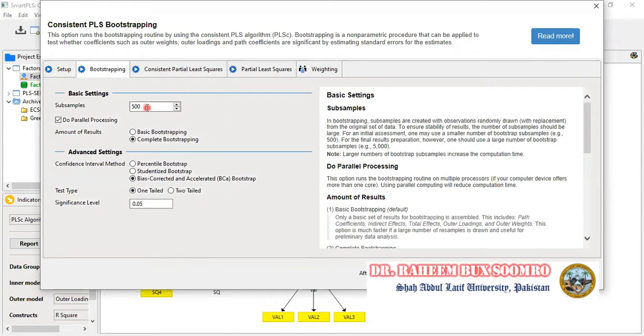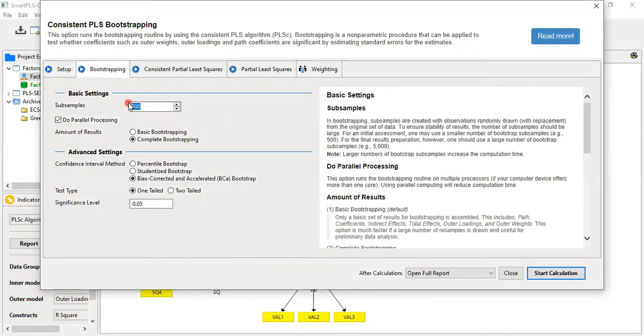For example, here the sample size is 500. So 500 samples are enough when you are working on exploratory research. But if you are not working on exploratory research, then probably you should have larger bootstrapping samples, like 2,000, 4,000 and above.